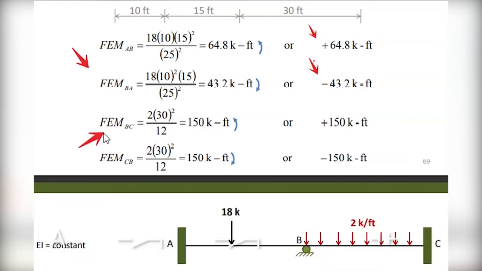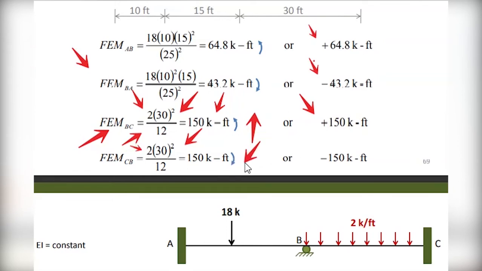So finally on the member BC, it is a uniformly distributed load. So you can calculate it as a function of W. The W is the load, kilonewton per meter or kilonewton per feet, times L square over 12. So the value is about this one, kilonewton feet. Now this is a positive value, the direction is above. So the opposite one is in negative value. The direction is this way, so this is a negative value.